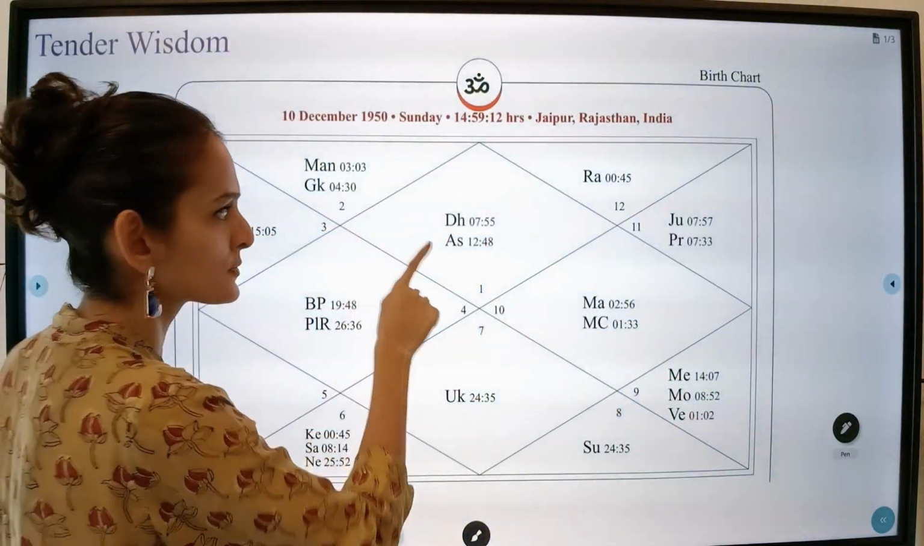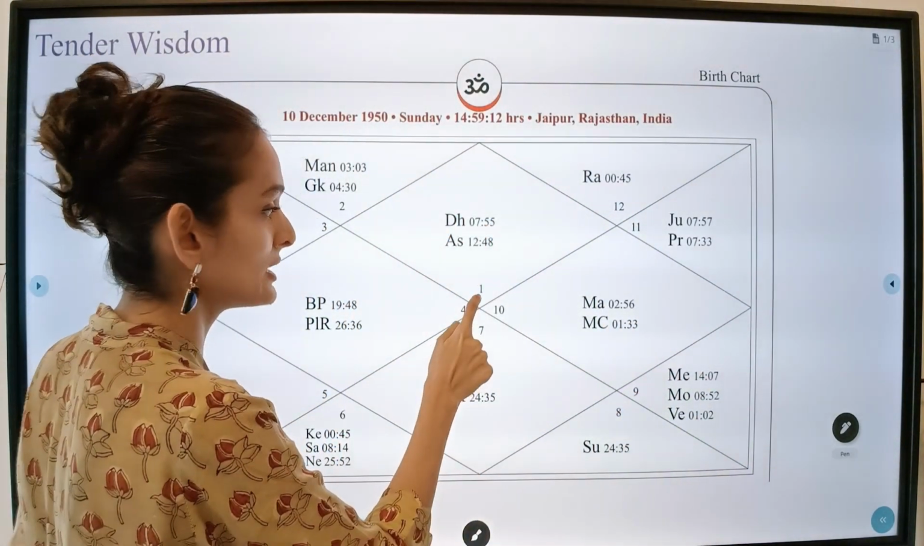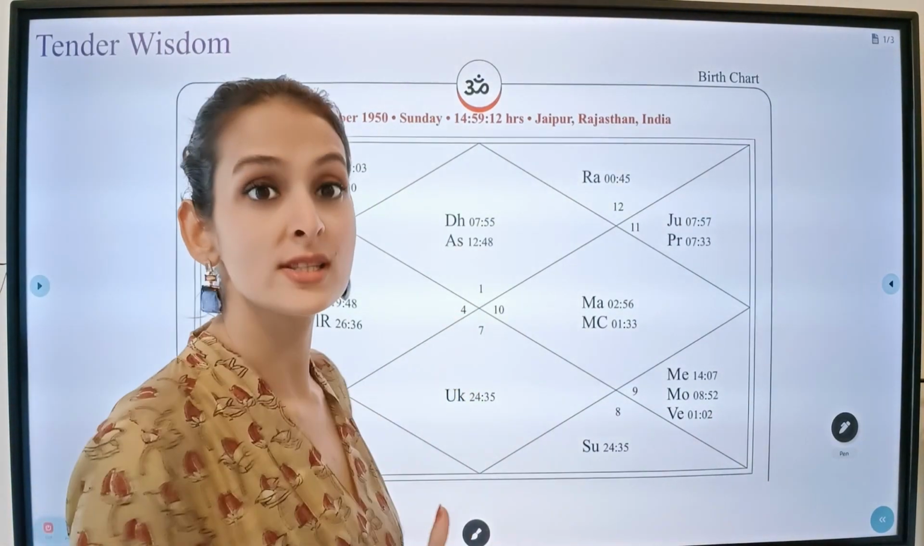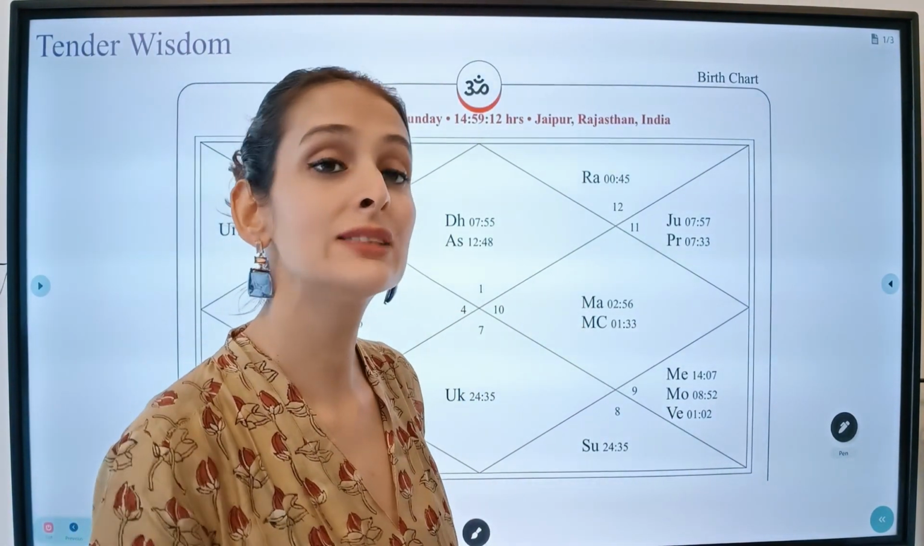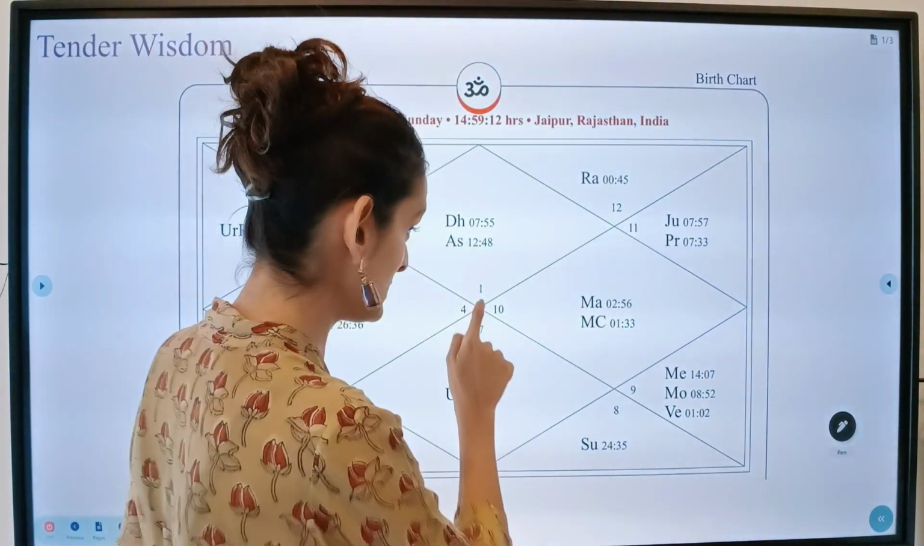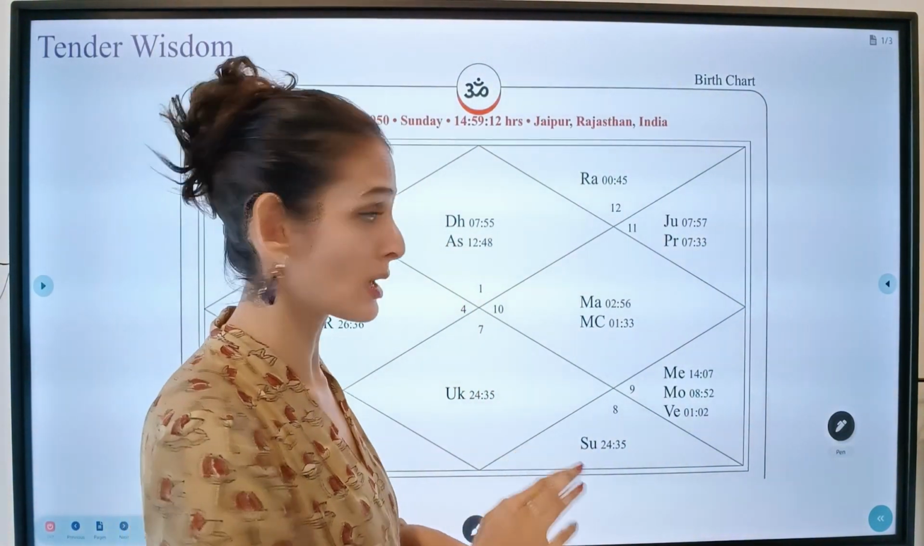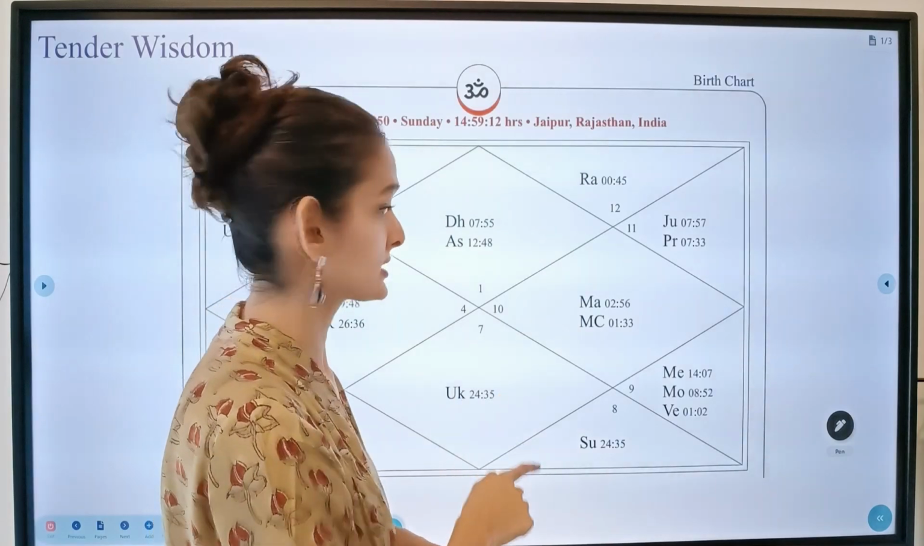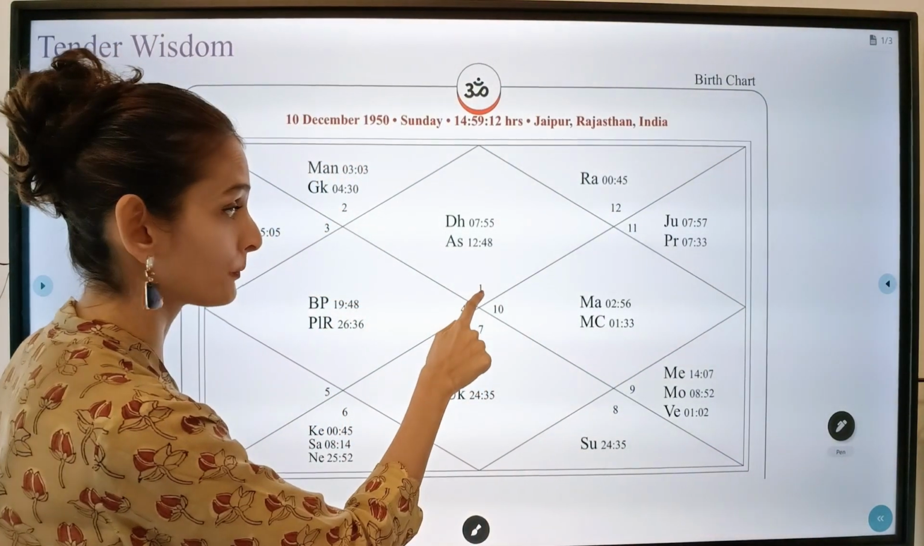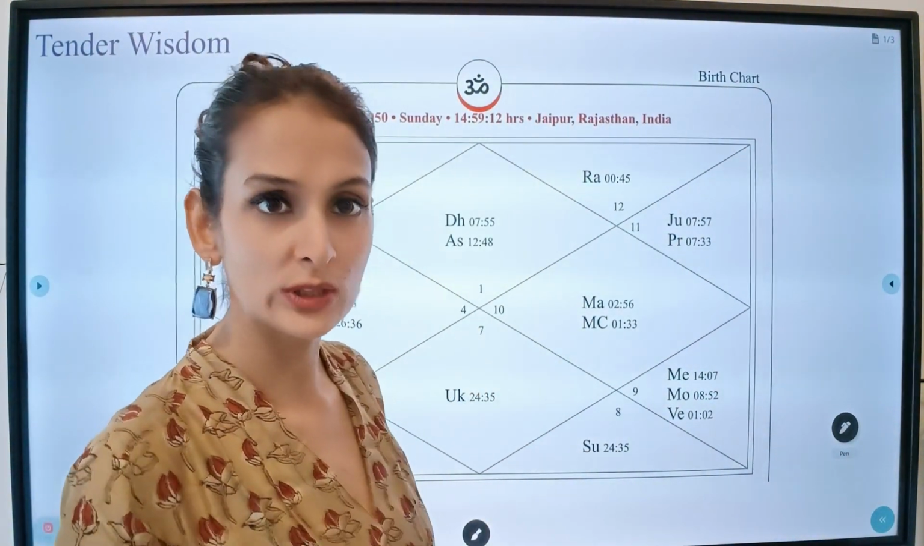So this becomes your first house. But the number here actually does not signify the house. It signifies the zodiac sign. So this number can change. This number can become number 10. This number can become number 4. This is to tell you what zodiac sign it is.